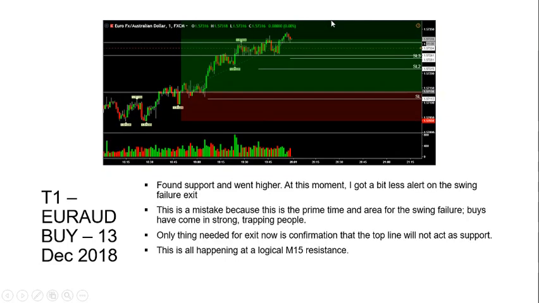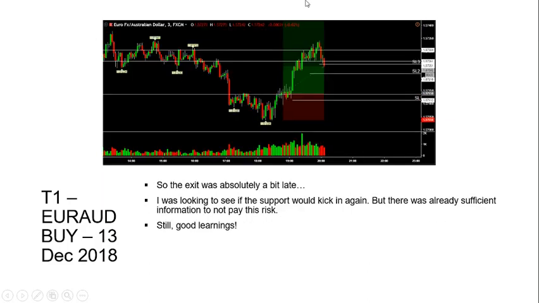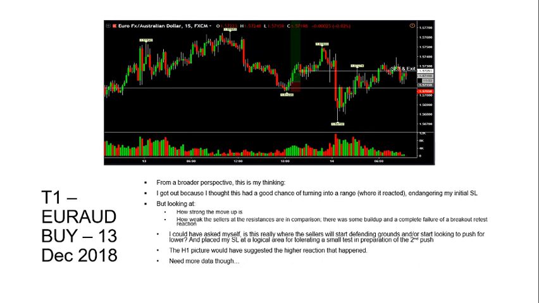But there was already sufficient information to avoid paying that risk of seeing more information and keeping positions on, because as soon as it broke down there, I think that would have been the best area to get out. This is not in retrospect, this is just using logic, right? So from a broader perspective, what we see is the price did indeed go a little bit higher, right?